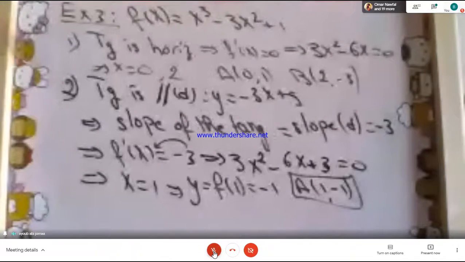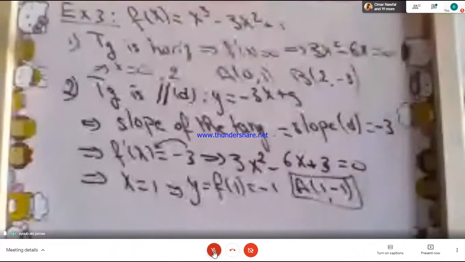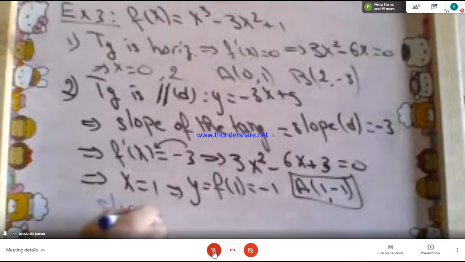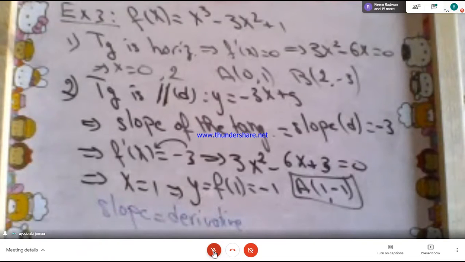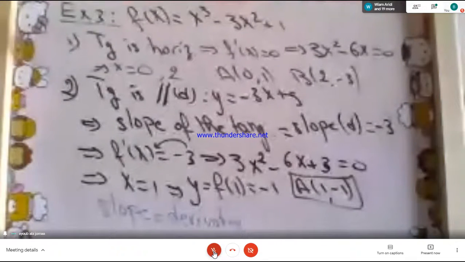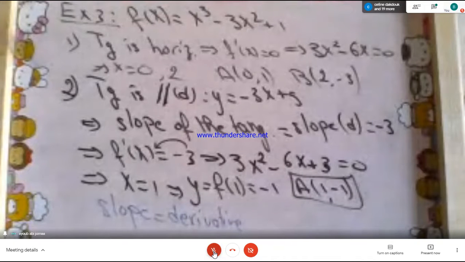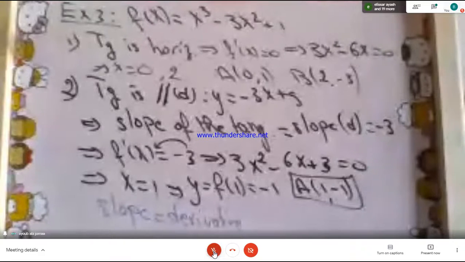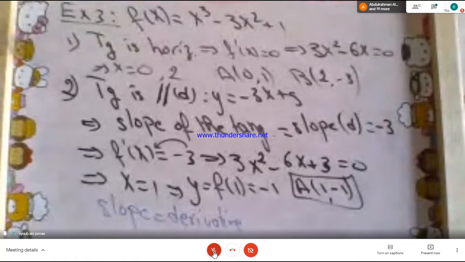First, do you agree with me that when I say slope of the tangent line, the slope is the derivative? Do you agree? Yes, no. Do you agree that the slope of the tangent line is the derivative of the function?